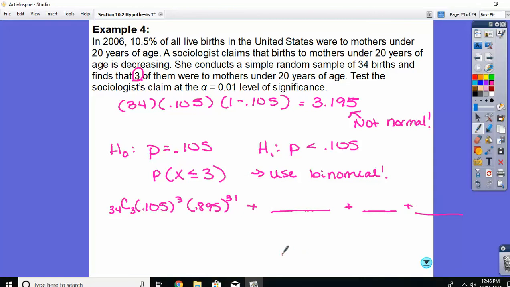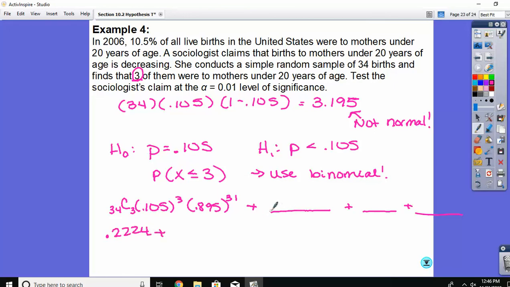Let's type one of these in real quick, make sure we remember how you have to do your parentheses. 34, math, go over to probability, it's nCr, 3, 0.105 to the third, 0.895 to the 31st. And you would get like 0.2224.